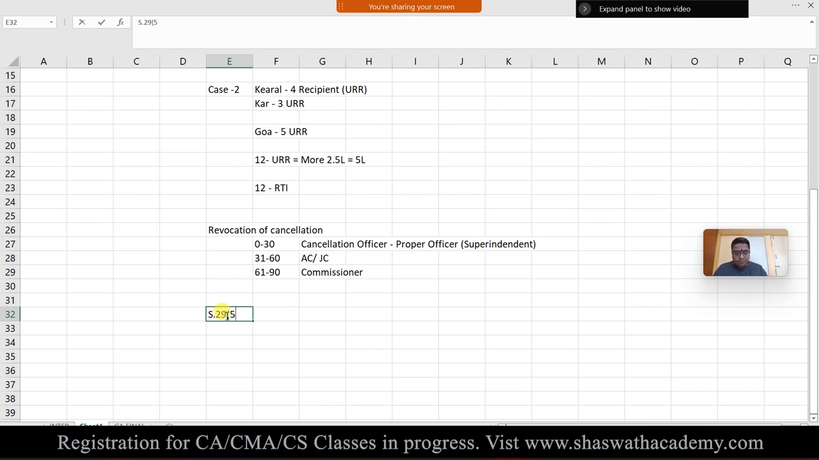Section 29.5, capital goods. Look at this. Useful life of the asset is how many months? 60 months. What is the date of purchase? 31st May 2018. What is the date of sale or date of cancellation? I'm sorry, not date of sale, date of cancellation. Date of cancellation is 19th March 2019. So, number of months used. Tell me how many months I've used. 10. Even part of a month will be considered as a month. Now tell me how many months I've used.